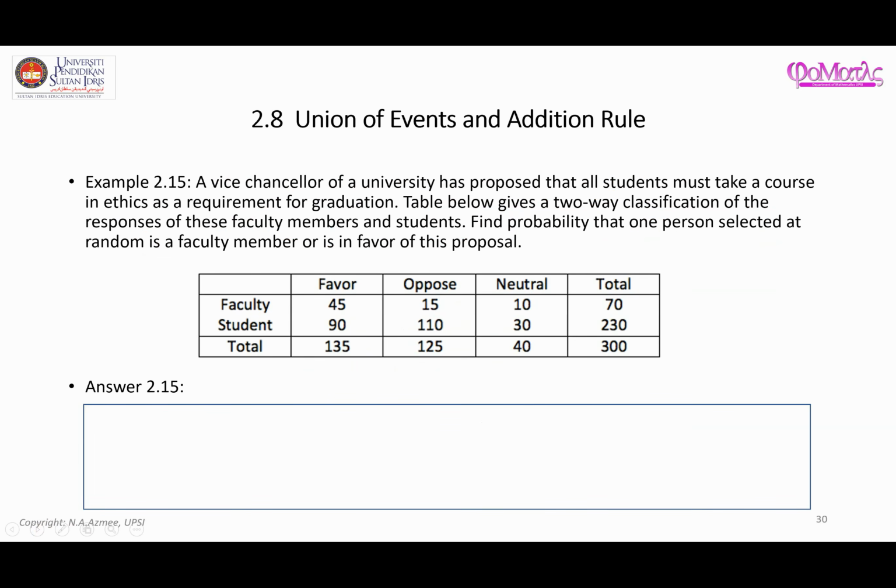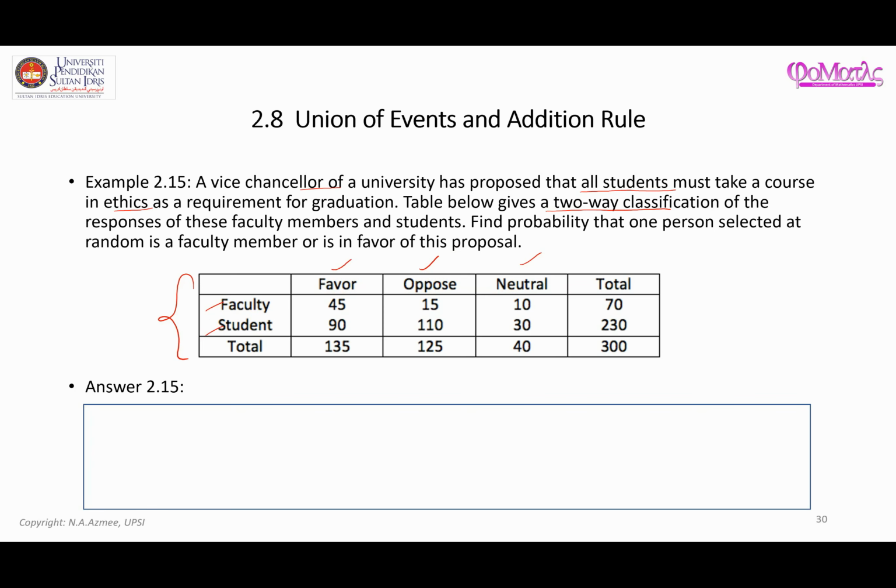Okay, all right, now we're going to look at this example here. This is a very simple example of finding the union of two events. Here, a vice chancellor of a university has proposed that all students must take a course in ethics as a requirement for graduation. And here is the two-way classification table and the responses of these faculty members and students. So here we've got faculty members and students, the rows, and the columns here are basically their reaction, whether they are in favor of the proposal or against the proposal, or being neutral about the proposal.